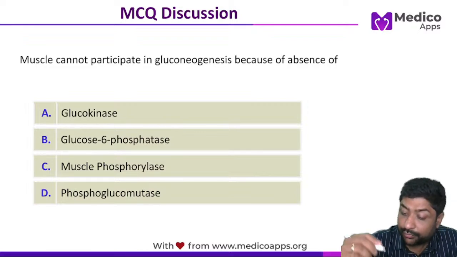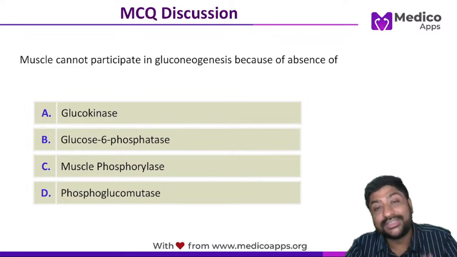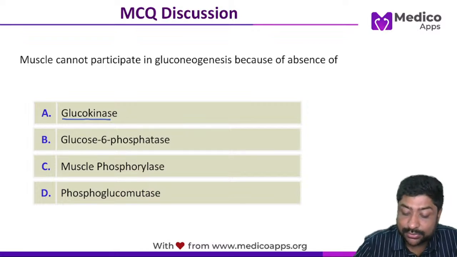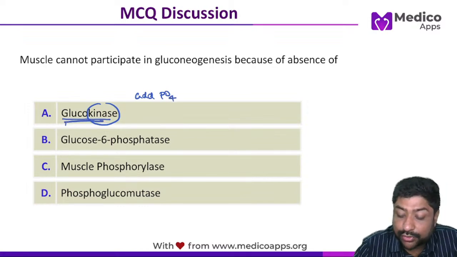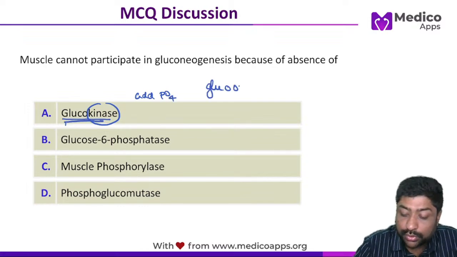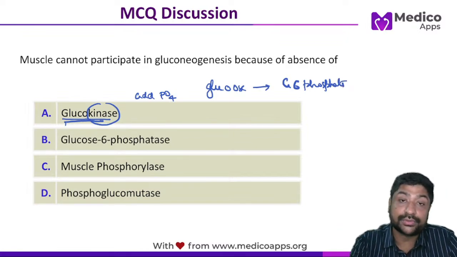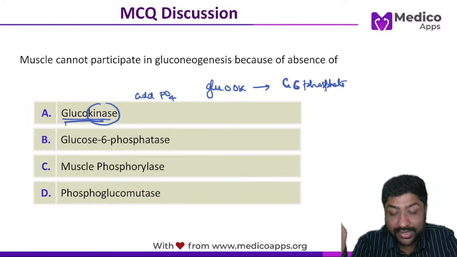First of all, very important: whenever you are given an enzyme, you should know its function. So, what is the function of glucokinase? Any kinase will add phosphate. Here, glucokinase is adding phosphate to glucose, so glucose to glucose 6 phosphate. Even hexokinase will convert glucose to glucose 6 phosphate, because kinase means addition of phosphate. Any doubt?